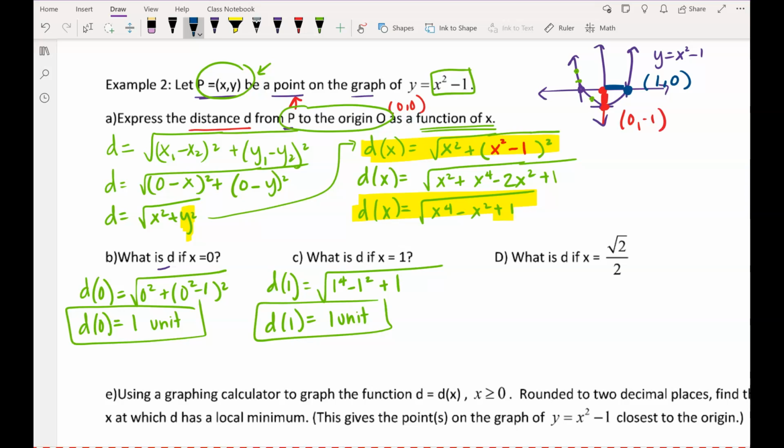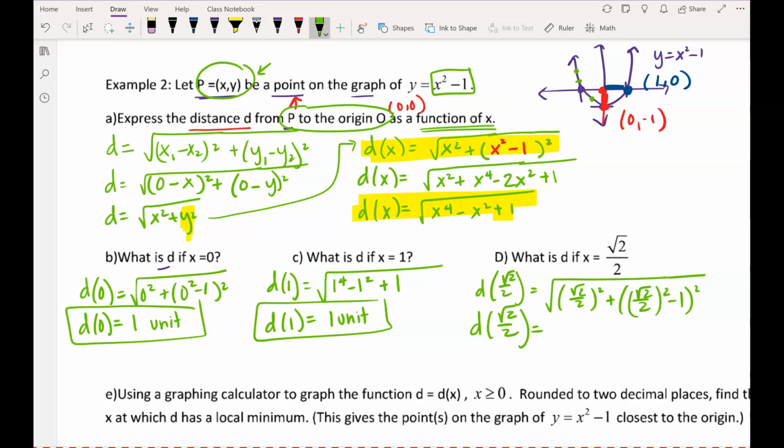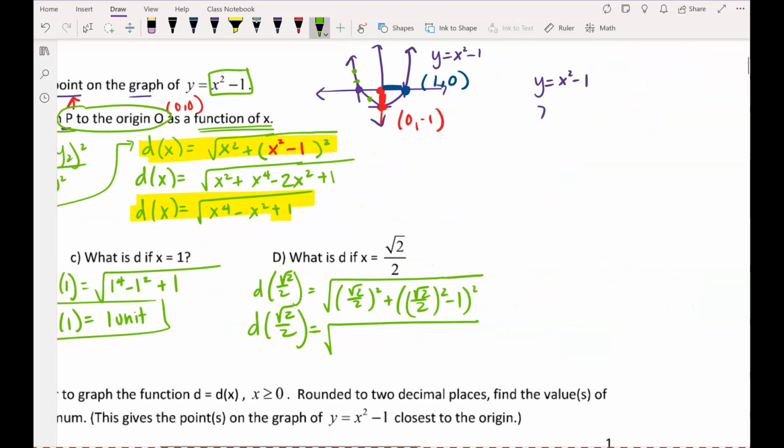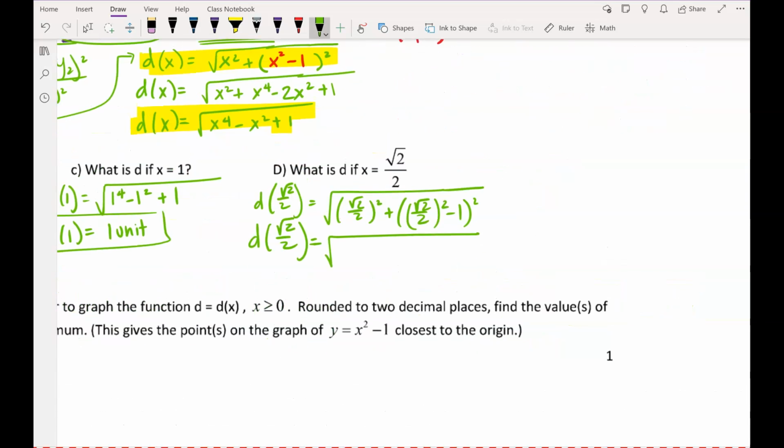Let's plug it in. And again, you get to choose which one you plug it into. So d of radical 2 over 2. Let's plug it into the original. Slowly plug that in, square, minus 1 quantity square again. So d of radical 2 over 2, students, is under the radical, radical 2 over 2 quantity square, which is now 2 over 4, and then plus all of this squared here. So I can reduce that to 1/2 minus 1.